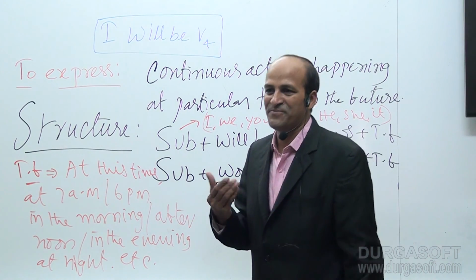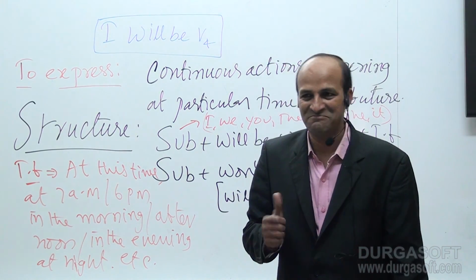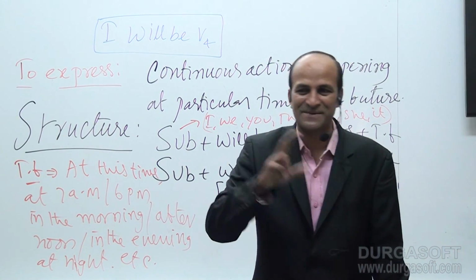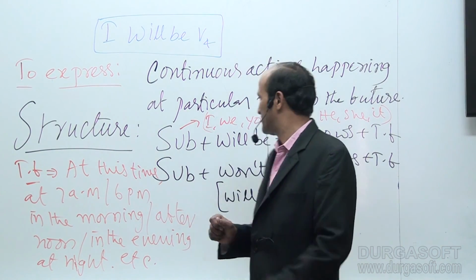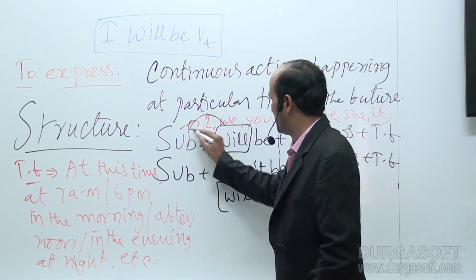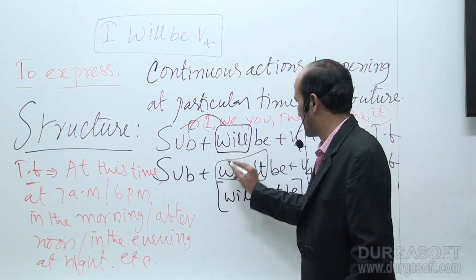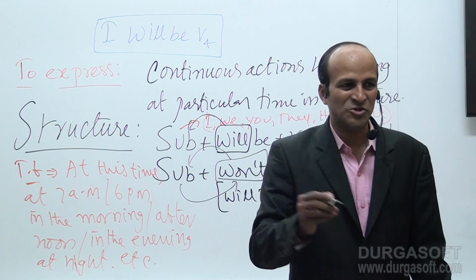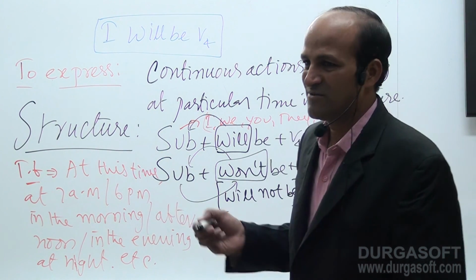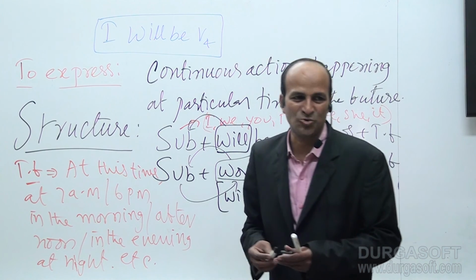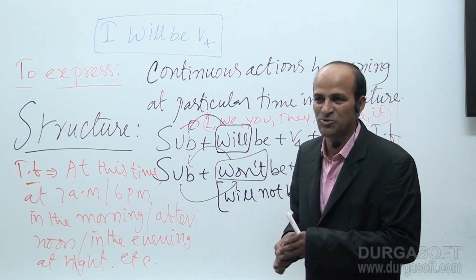Now, how do we frame the questions in this structure? A very simple formula: just interchange the subject and verb. If we put the helping verb, the auxiliary verb, in the subject's place, and the subject goes to the helping verb's place, there we get questions. So we will write those question words now.